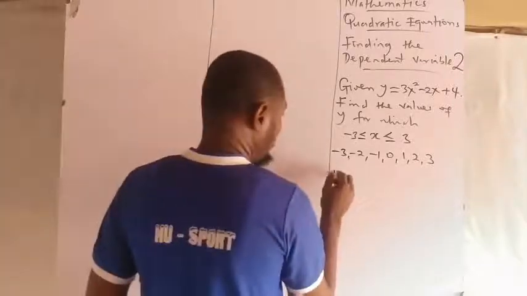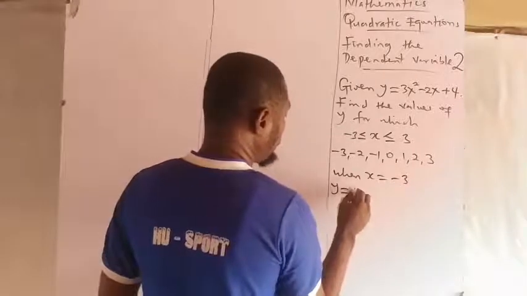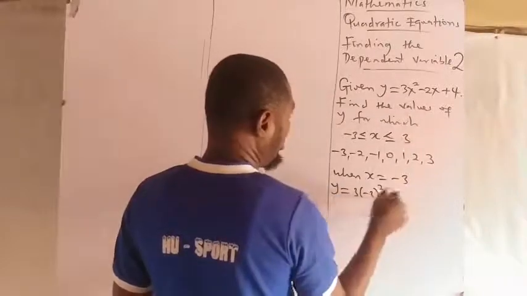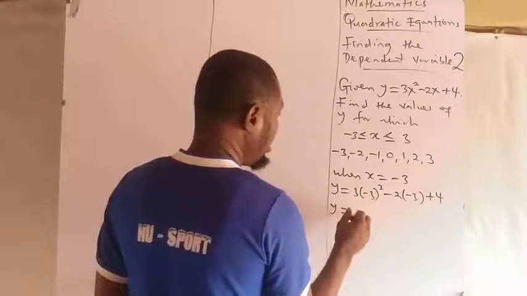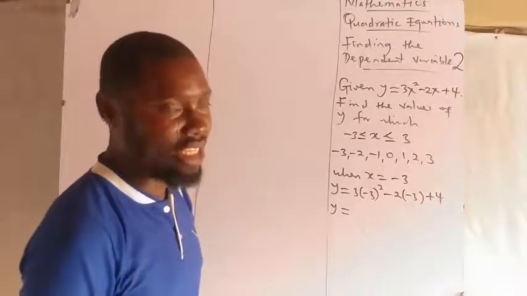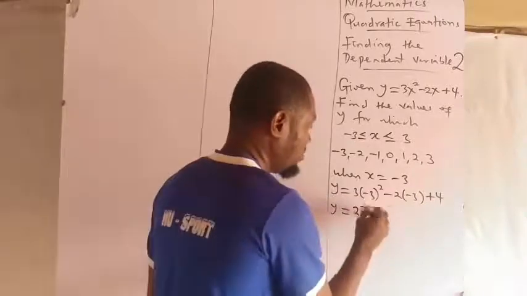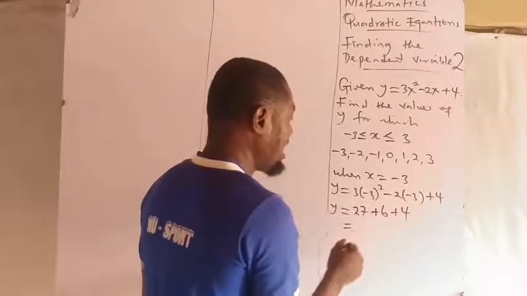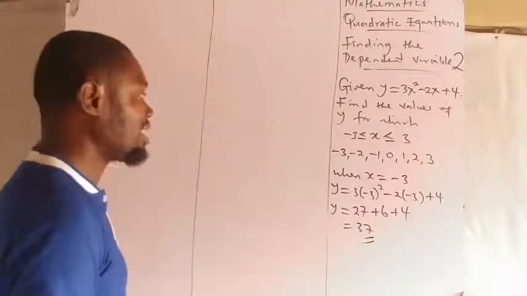We will now start. When x is equal to minus 3, what will be y? Y will be equal to 3 into minus 3 squared, minus 2 into minus 3, plus 4. I'm replacing x here with the minus 3. Minus 3 squared is minus 3 times minus 3, and that is 9. 9 times 3 will give us 27. Minus 2 times minus 3 is plus 6, plus 4. So our answer here will be 37. So y is 37 when x is minus 3.